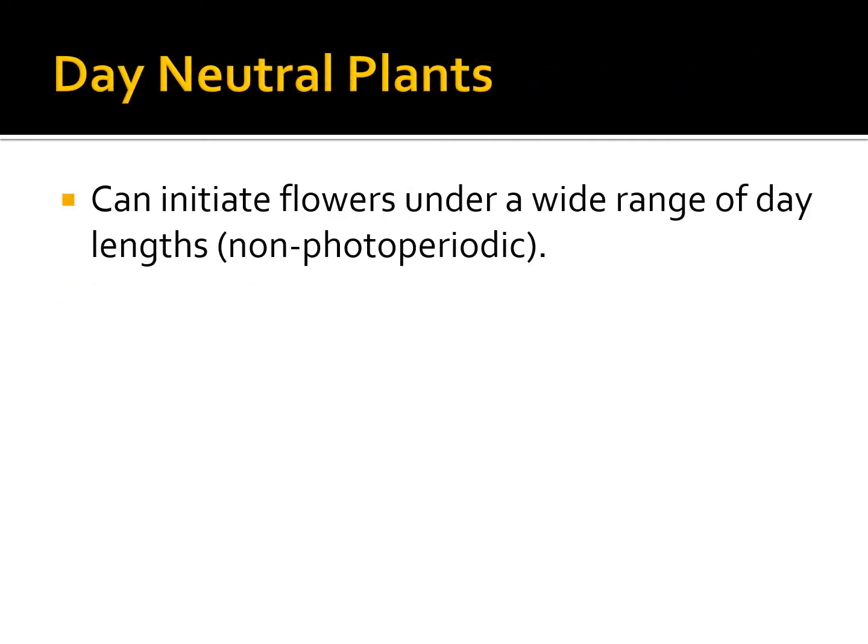So day neutral plants, those species can initiate flowers under a wide range of day lengths. In other words, those species of plants are non-photoperiodic, which means that the photoperiod, or the length of the dark period, is not the trigger that causes flowering. So they flower regardless of the photoperiod.